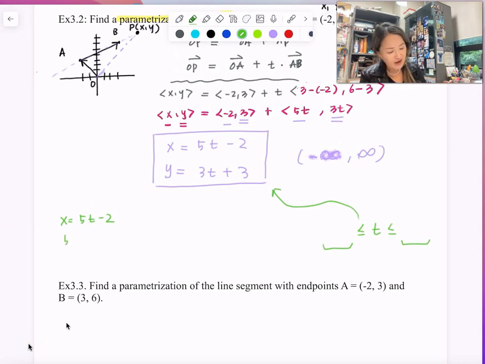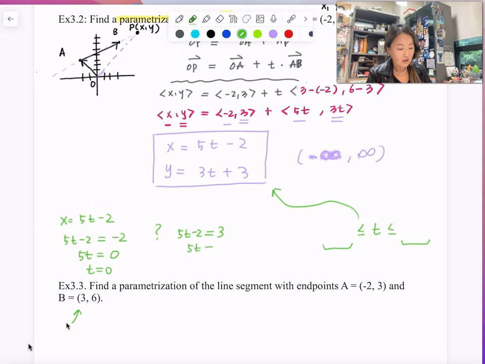So we got to see 5t minus 2, when did it equal -2? So 5t is equal to 0. So t starts at 0, or maybe ends at 0. We'll do the next one. Well, we know that the other coordinate is a 3, right? So we're going to try this one too. 5t minus 2 equals 3. 5t equals 5. So t must have ended at 1.